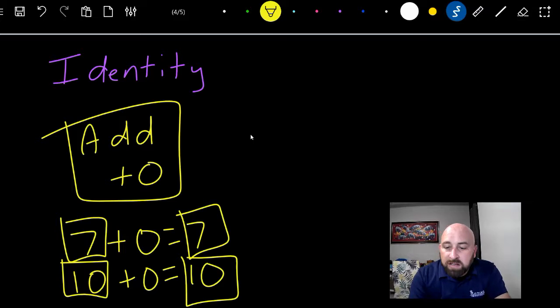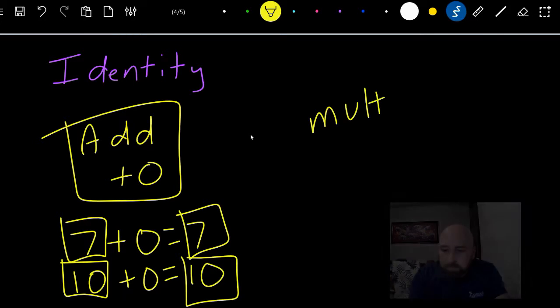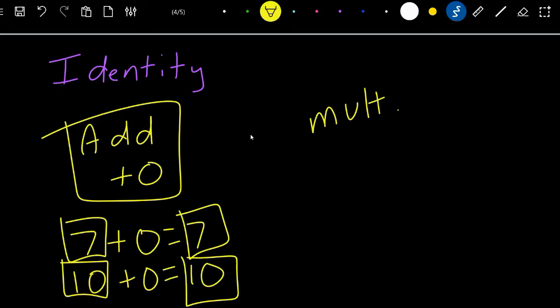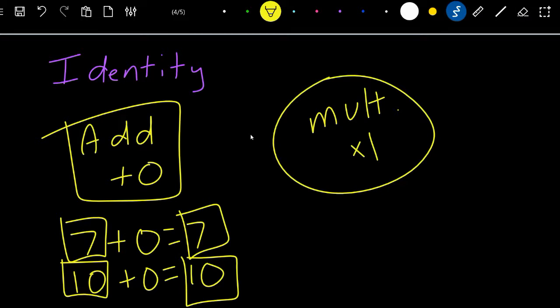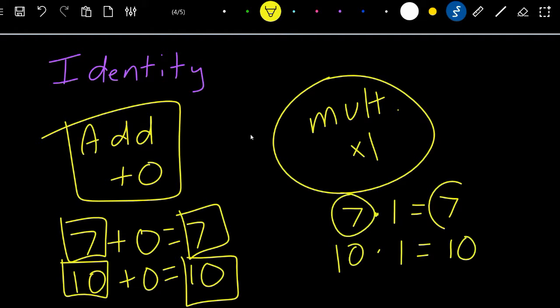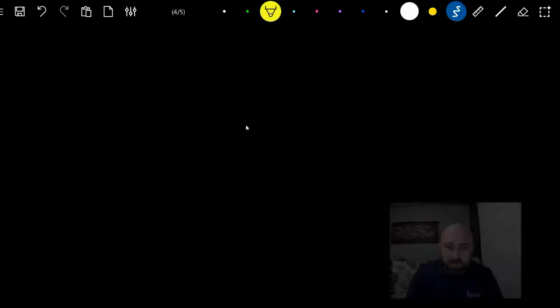Okay? In multiplication, what's the identity? Times 1. Okay? 7 times 1 equals 7. 10 times 1 equals 10. All right? So the identity in multiplication is 1. The identity in addition is 0. Very important to understand that. Most of you already know that. That's just kind of a review thing right there.